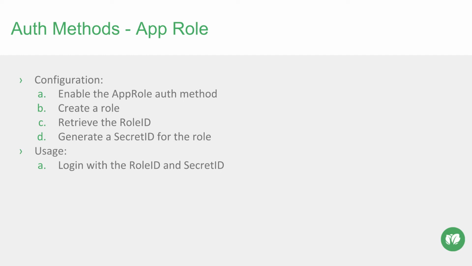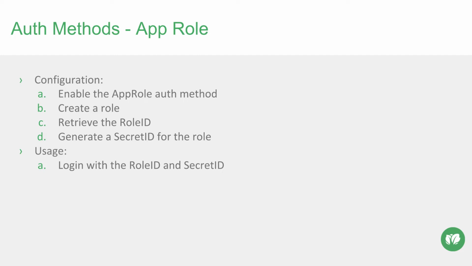So let's talk about one of the simple ones first. We'll talk about app role. So app role, you basically have an app role ID and you have a secret ID, and that's what you're going to use for your authentication. So to set this up, you have to enable the auth method, similar to our secrets engines. You then create a role, which you have to give a name. You give it the set of policies that are going to be associated to tokens that it generates. You can enable or disable the requirement for a secret.